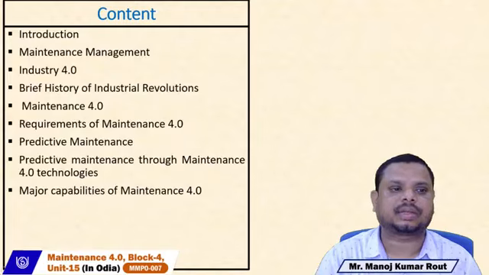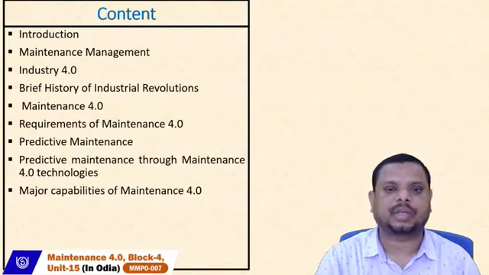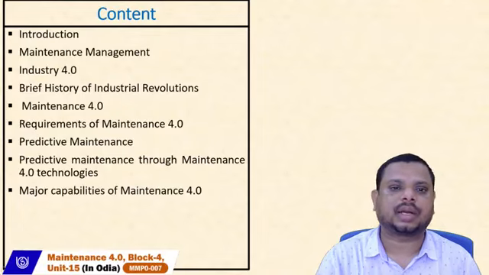Introduction. The next is maintenance management. Then we have to understand Industry 4.0, and a brief history of industrial revolutions, from the first generation to the fourth generation. Then we have to understand maintenance 4.0, and the requirements of maintenance 4.0. Then we have to understand how maintenance 4.0 will help in predictive maintenance. The next is predictive maintenance through maintenance 4.0 technology, and we have to understand the major capability of maintenance 4.0. So these are the contents of today's session.